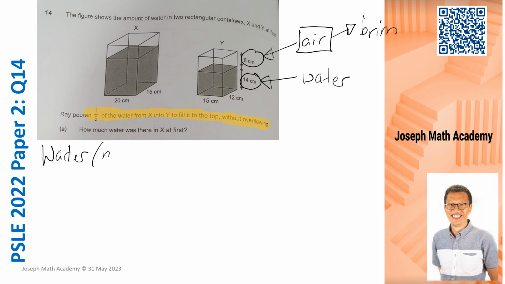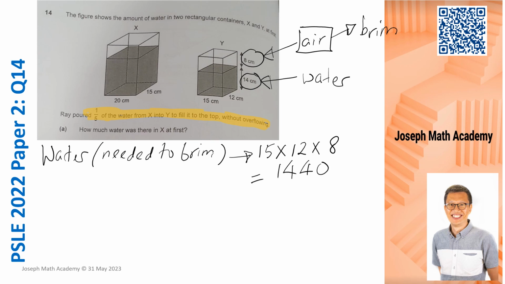The water needed so that it becomes fully filled with water. So applying the volume formula, length times breadth times height. Remember, the height is the height that is occupied by air in container Y. So using our calculator, 15 times 12 times 8 gives us 1440. So 1440 came from container X.